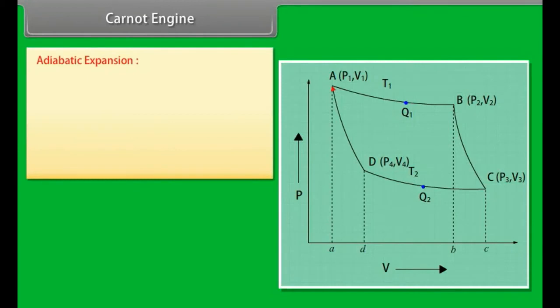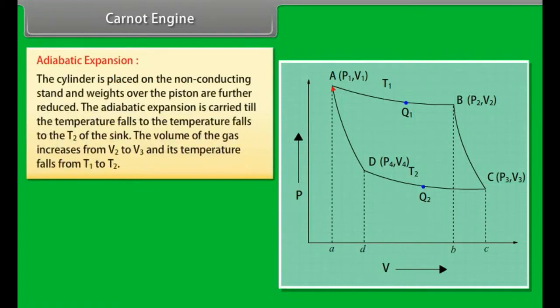Adiabatic expansion. The cylinder is placed on the non-conducting stand and weights over the piston are further reduced. The adiabatic expansion is carried on till the temperature falls to the temperature T2 of the sink. The volume of the gas increases from V2 to V3 and its temperature falls from T1 to T2.